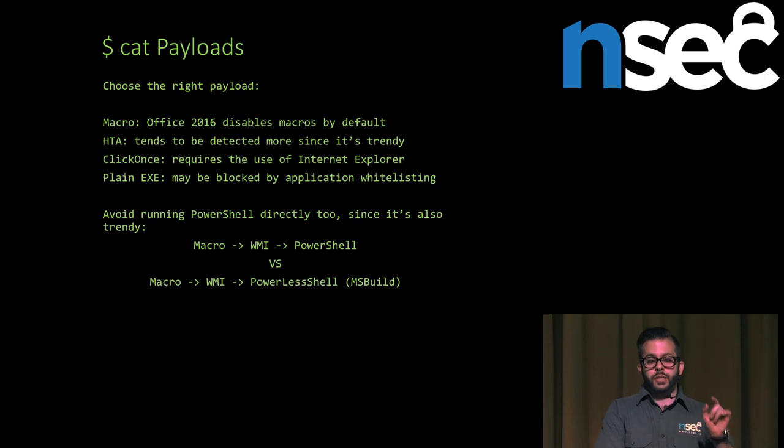The client is not going to be able to actually run it. So try to avoid macros if you know for a fact that your client is using Office 2016. HTA, it's super powerful, but it's also highly detected because it's extremely trendy. A lot of people talk about it, and it's fairly cool.